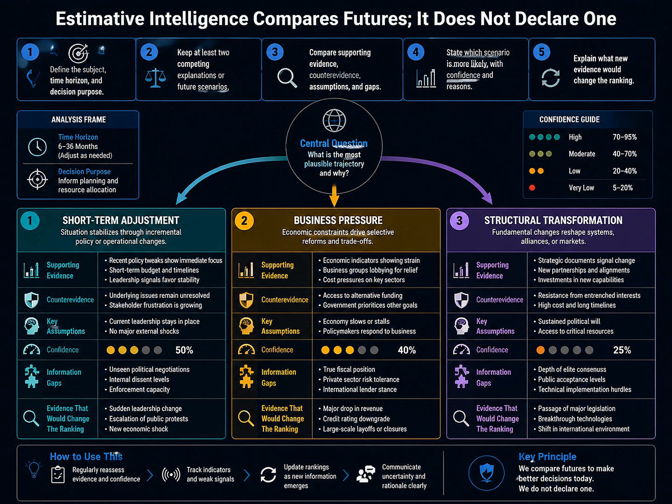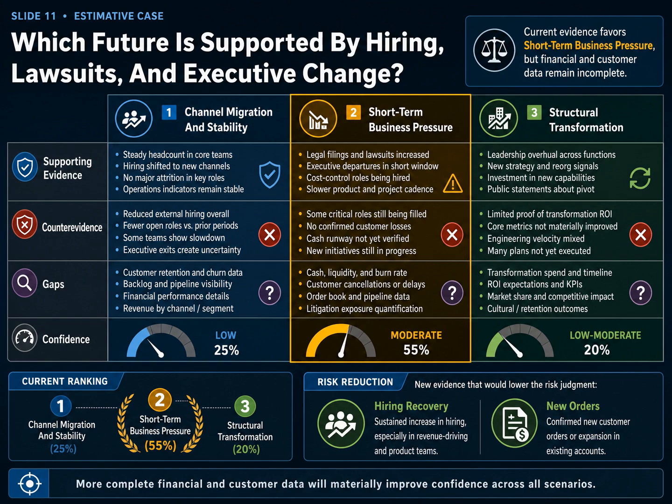You may judge one scenario more likely than another, but add confidence and explain what new evidence would change the ranking. An assessment that can be updated is much more useful than a confident sentence that cannot be challenged. For our company, we keep 3 scenarios on the table.